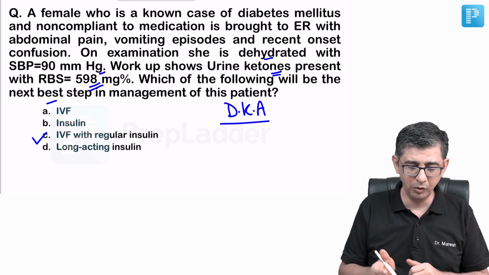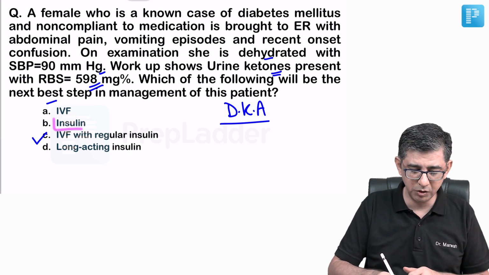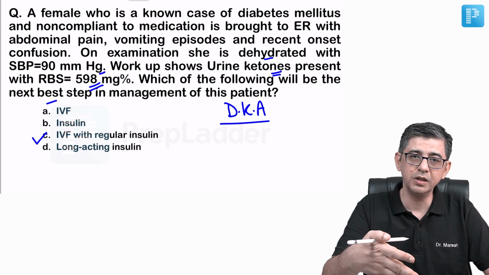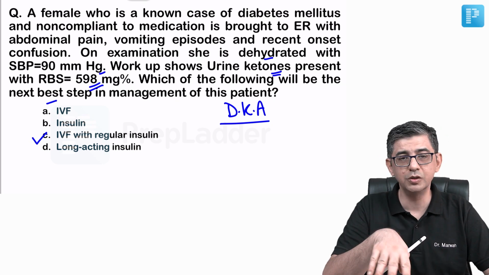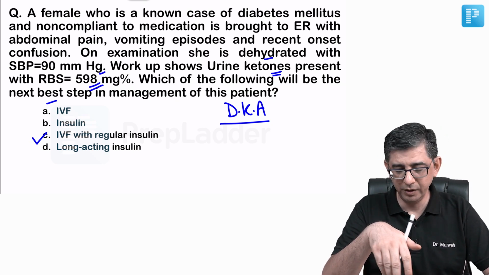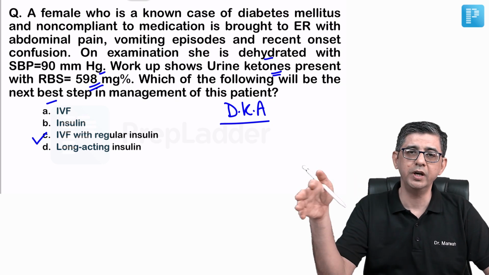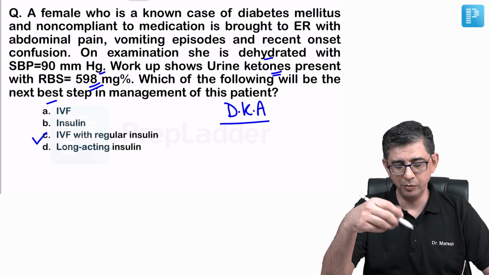Option number B, I spoke to a lot of people, had words like bolus insulin, because you are aware of the fact that we do give a bolus of regular insulin to all our patients before the insulin drip is started. But I think most guys were of the opinion that the question was just saying, how would you best manage this patient? So option number C makes sense.